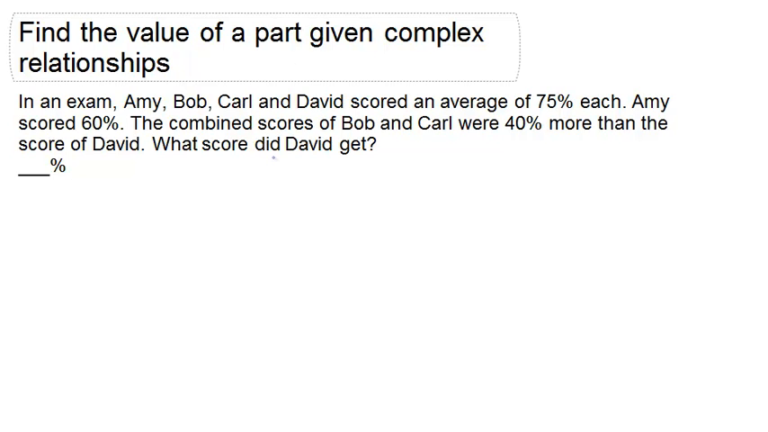To begin, let's figure out the total percentage for all four individuals. If the average of the four was 75%, we can multiply 75 times 4 to figure out that in total, Amy, Bob, Carl, and David scored 300%.